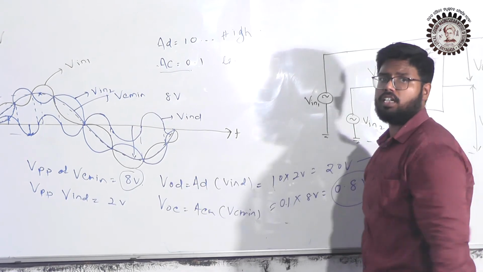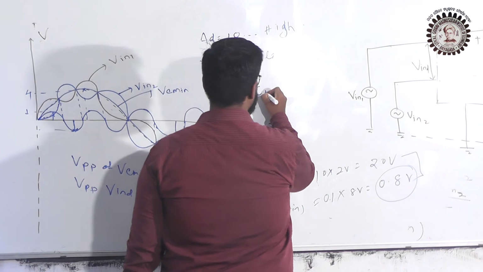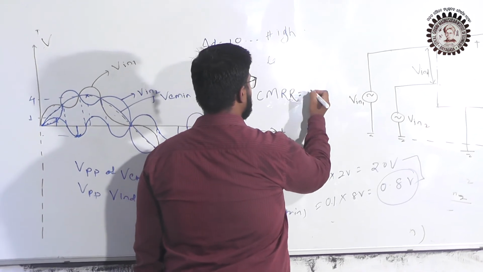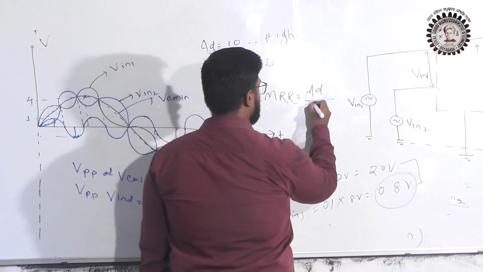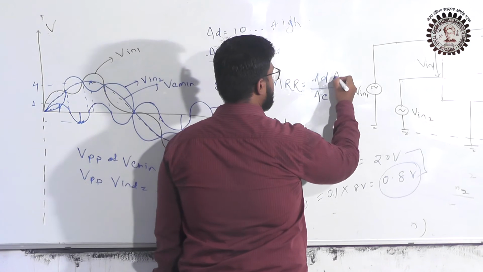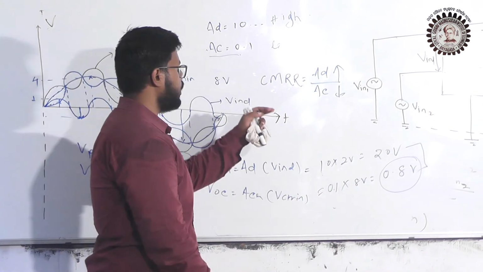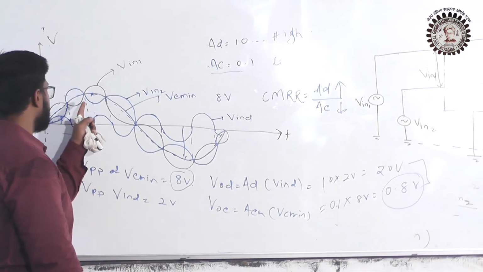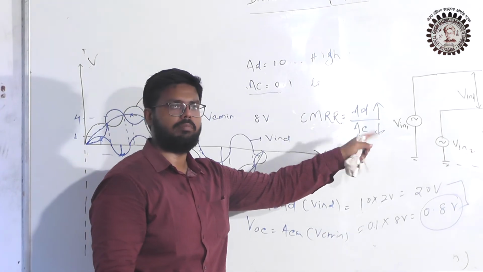So here comes the term common mode rejection ratio. What is common mode rejection ratio? That is differential gain divided by common mode gain. So if we make our differential gain very high and common mode gain very low, we can always suppress the common mode noise which is present on the input side of our differential amplifier.